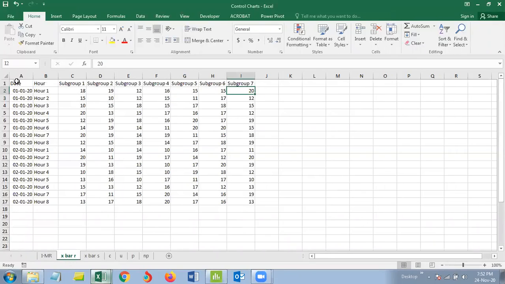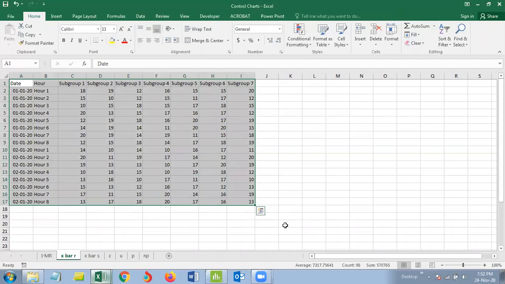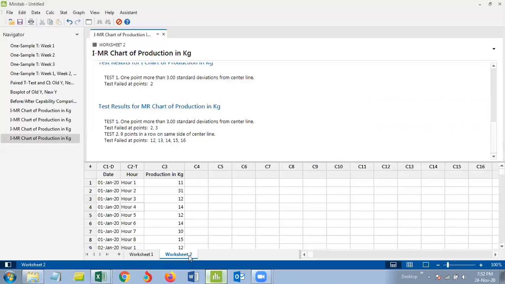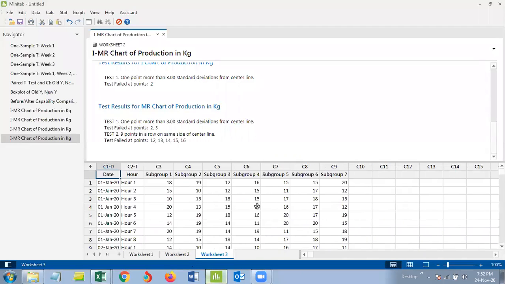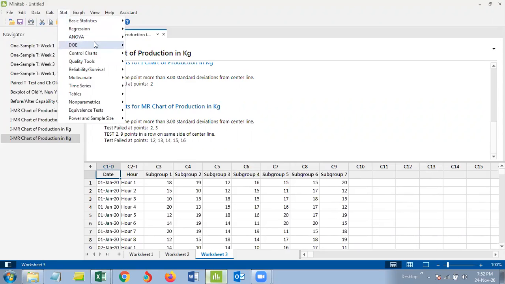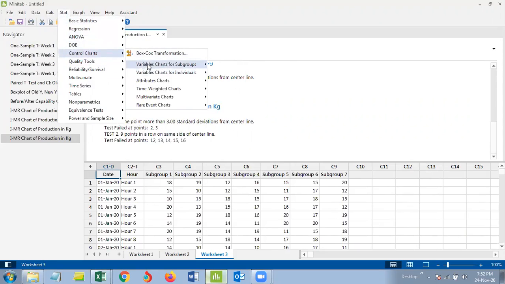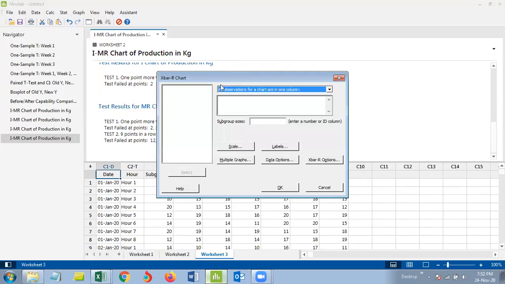Okay, this one is your X bar R chart data. Let's have a look at this X bar R. When you've got 7 samples, like we're picking up to 8, it will be X bar R. The process is the same, and the rules and control limits are also the same. Here, variable charts for subgroups, X bar R. My data doesn't fall in one column, there are multiple columns, so I'll go to the drop down here. We click here and select all the subgroups. So select all of it, and it comes in here.